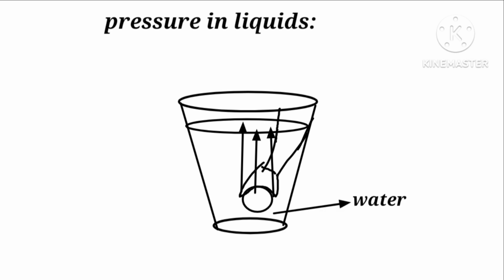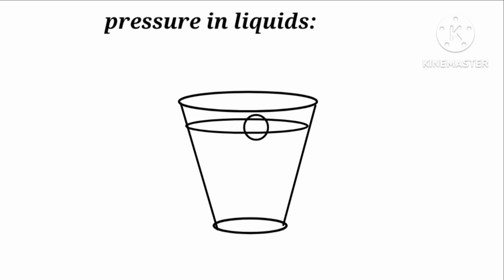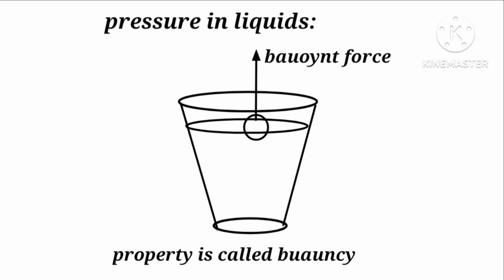It can be easily shown by releasing the ball. It immediately bounces up to the surface. Such an upward push is called buoyant force. And the property of coming up to the surface is called buoyancy.